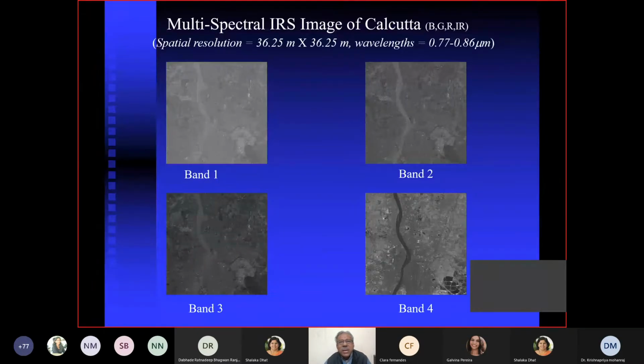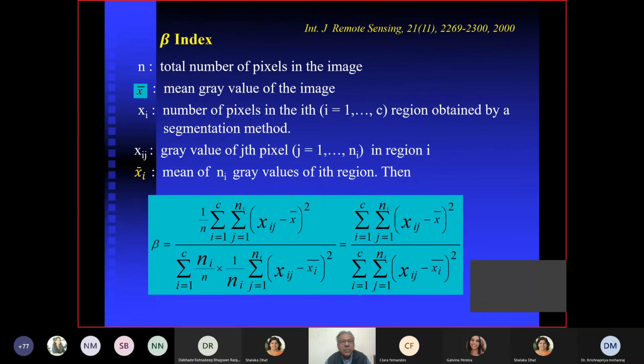Now you see the multispectral IRS image bands. We have blue, green, red, and infrared. The 4 bands have different signatures. So if I integrate, because no band is individually capable of identifying those regions, that's why we need a multispectral image. And we use, for example, the beta index defined by us. So what is the beta index? Suppose you have C number of regions.